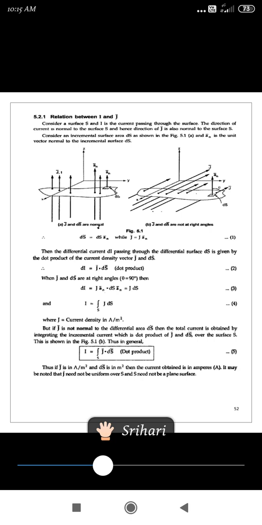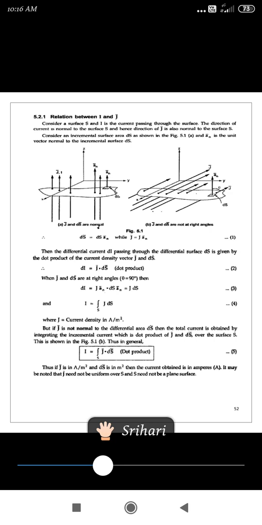Then the differential current dI passing through the differential surface dS is given by the dot product of the current density vector J and dS. Then dI is equal to J dot dS. When J and dS are at right angles, theta equals 90, then dI is equal to J a_n dot dS a_n, which is J dS. And then I is equal to the integral over S of J dS, where J is the current density in ampere per meter square.